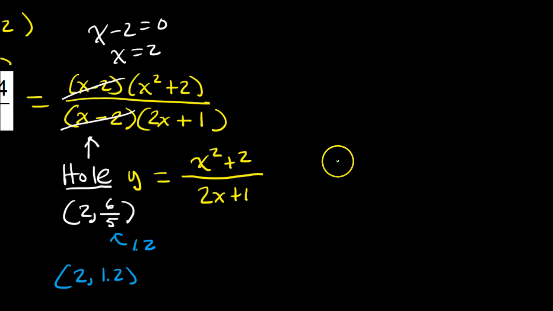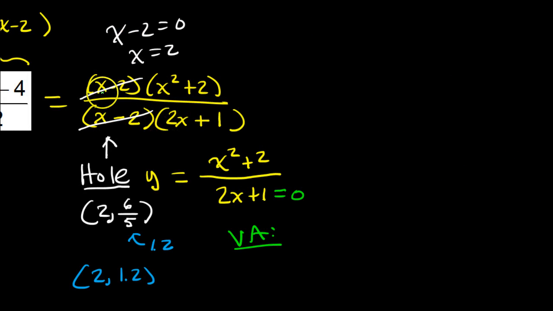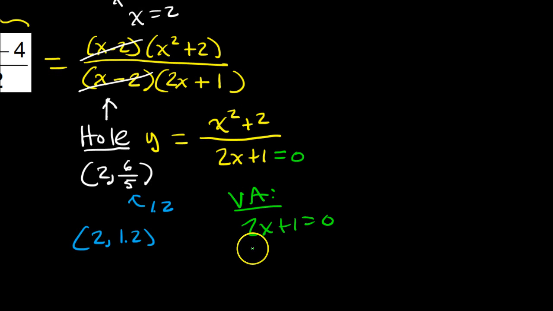Alright, well, now let's talk about the vertical asymptote for this function. We're going to get the vertical asymptote by setting the denominator equal to 0. And we are not going to go back to the original function. We're just going to use this version that we get after we've canceled out the hole. So we're setting 2x plus 1 equal to 0. Subtracting 1 from both sides, that's going to give us 2x equals -1. Dividing by 2 will give us x is equal to -1/2. So that is our vertical asymptote.